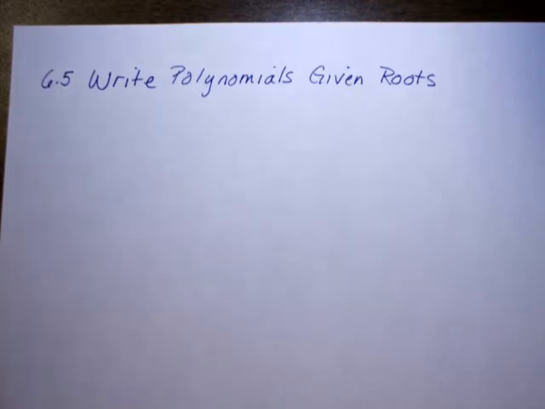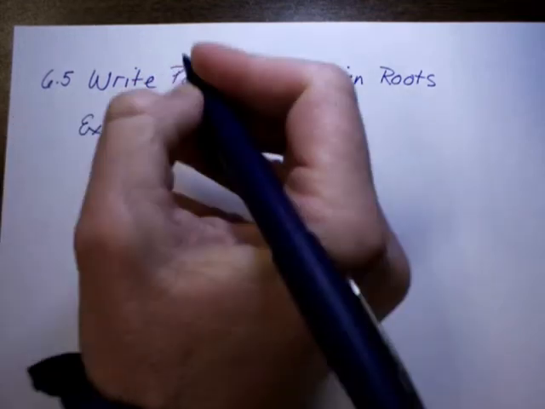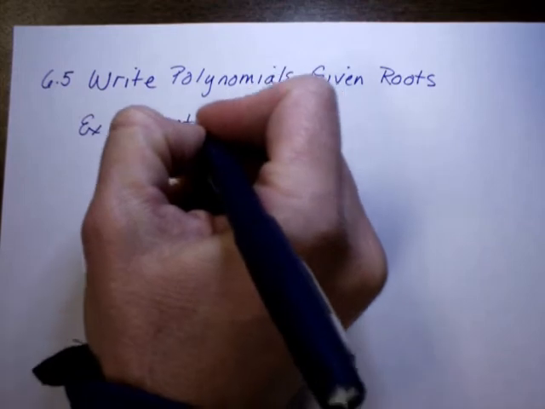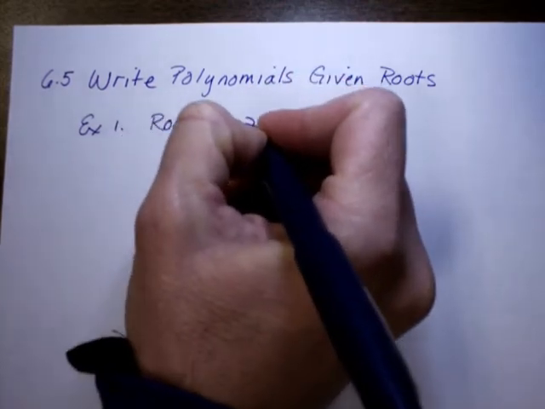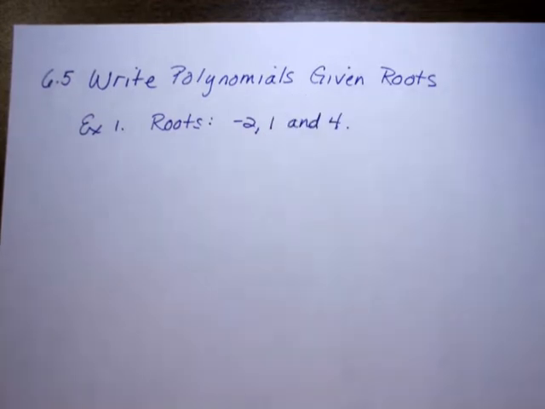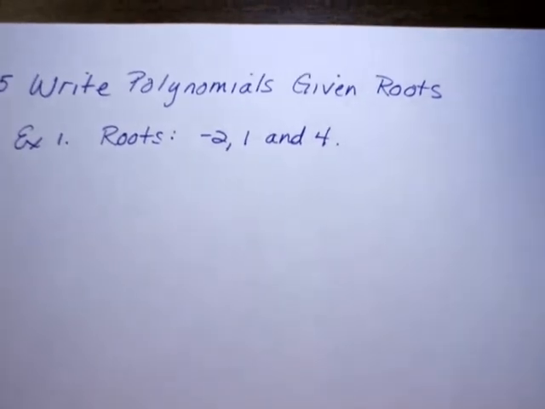So we're going to dive right in with one example. This is example number 1. You are given the roots of -2, 1, and 4. So we have 3 roots. We know then that we should end up with an x cubed, or a cubic polynomial as a result.